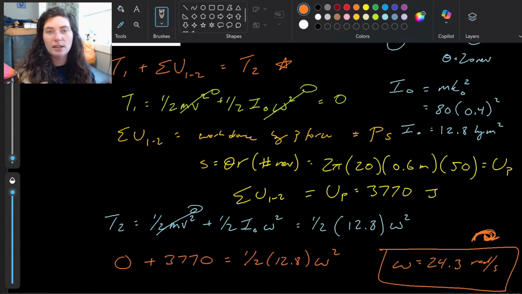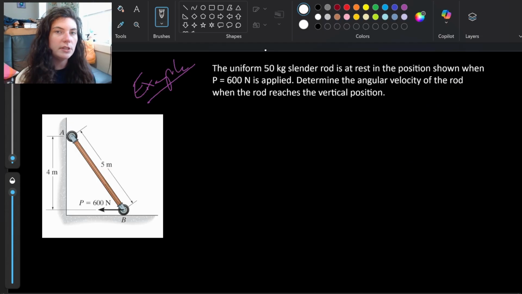But with all that being said, let's go ahead and take a look at another problem. This time we'll look at some general plane motion problems to see how those work a little bit differently than our rotation about a fixed axis. So for this example, we have a rod that's leaning up against a wall, and it tells us that the uniform 50 kilogram slender rod is at rest in the position shown when P equals 600 newtons is applied. Determine the angular velocity of the rod when the rod reaches the vertical position.